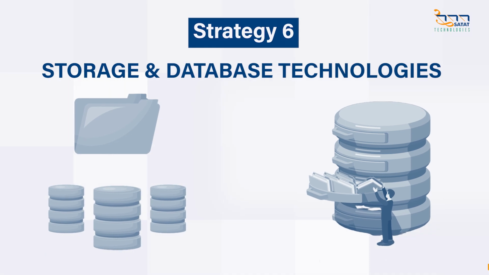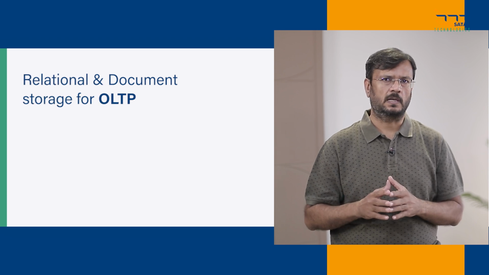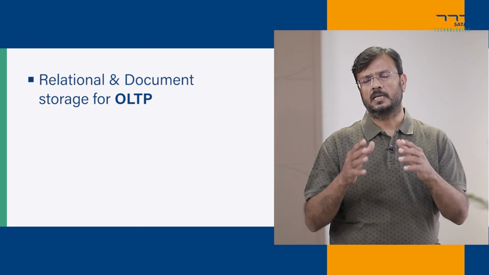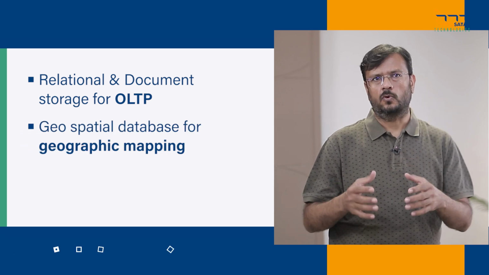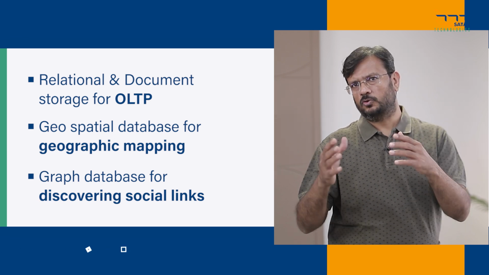Strategy 6: storage and database technologies. Choose the data storage technology based on how the data will be used or consumed. For example, relational or document database for OLTP, that is online transaction processing. Geospatial database for geographic mapping. Graph database for discovering social links. The way data is consumed drives the right storage technology.